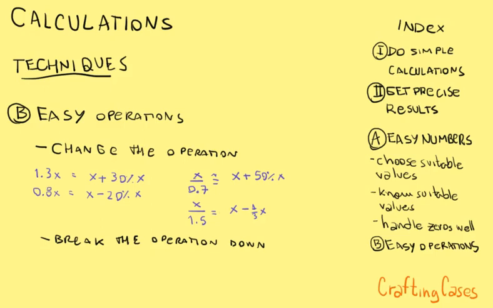Alternatively, if they're dividing a number by 0.7, they might as well add 50% to the number. And if they're dividing by 1.5, they might want to subtract 1/3 of it. This requires you already have easy numbers in mind.